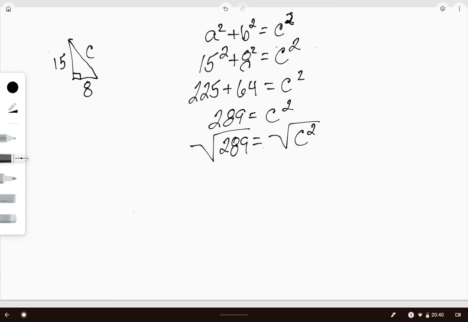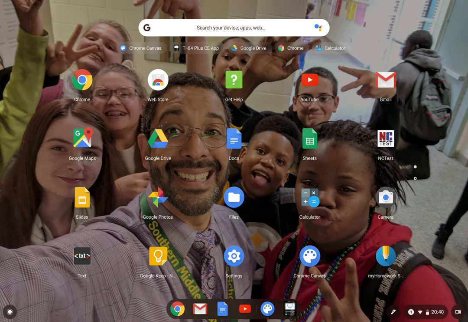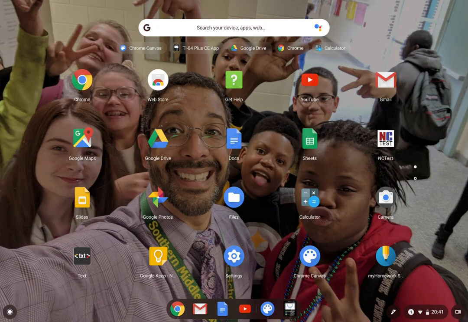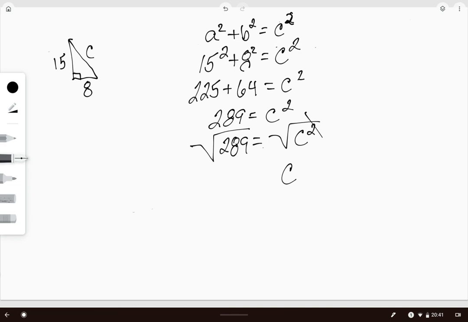And when I do that, those two cancel out. So I come over here, and the square root of 289 equals 17. So again, if I look at this problem, I see that my longest side is 17, which is my hypotenuse, and it's also across from my right angle, and it was c in my equation.